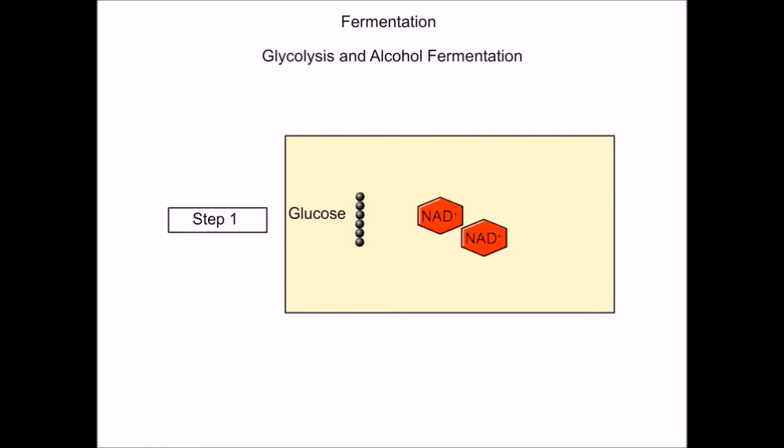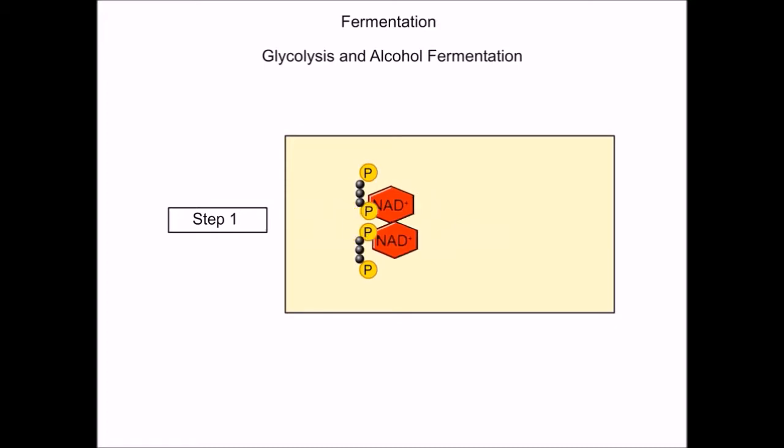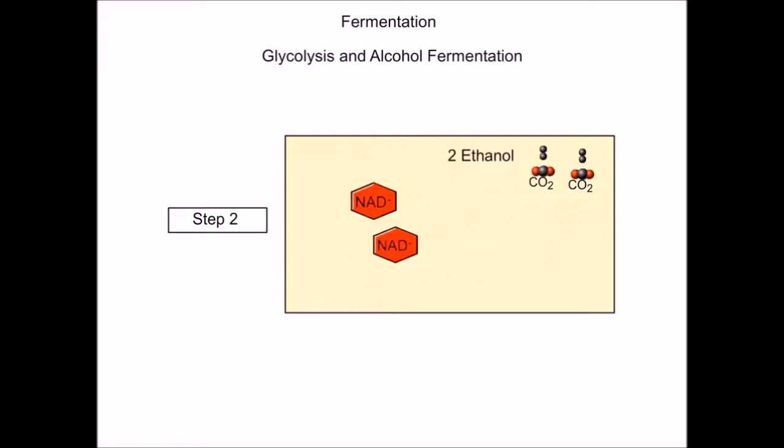Glycolysis produces NADH, ATP, and pyruvate, pyruvic acid. If oxygen is not present, NADH cannot be oxidized in the electron transport chain. Without fermentation, the cell would run out of NAD+, bringing glycolysis to a halt. In alcohol fermentation, the pyruvate, pyruvic acid from glycolysis, loses 1 carbon in the form of carbon dioxide, and the product is then reduced to ethanol by NADH.